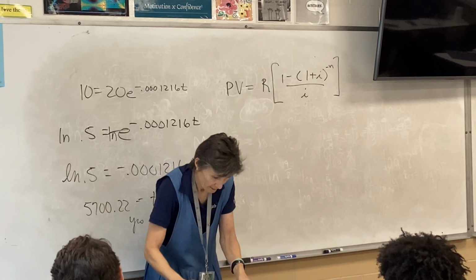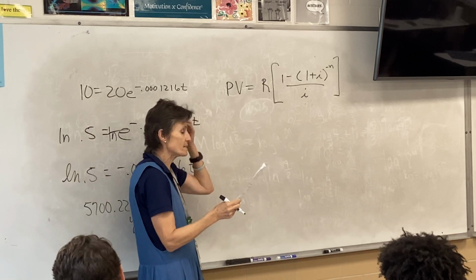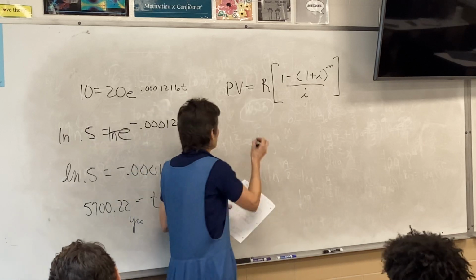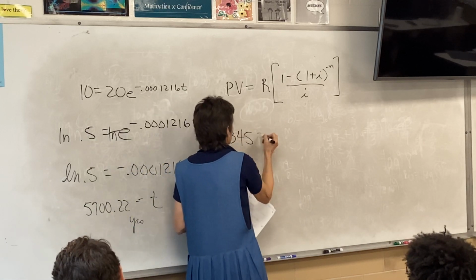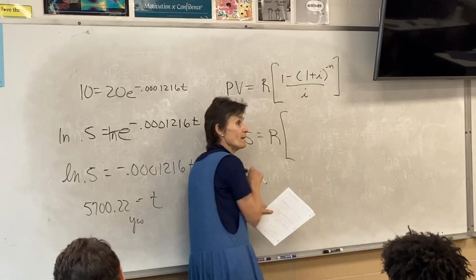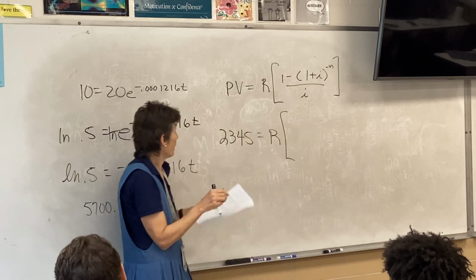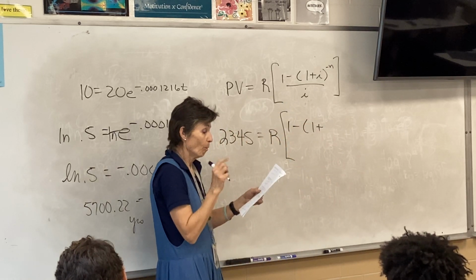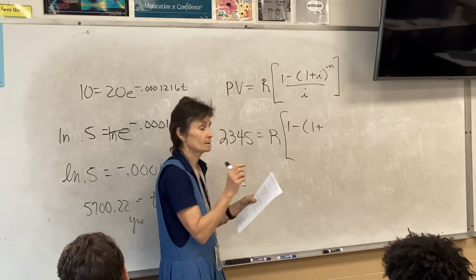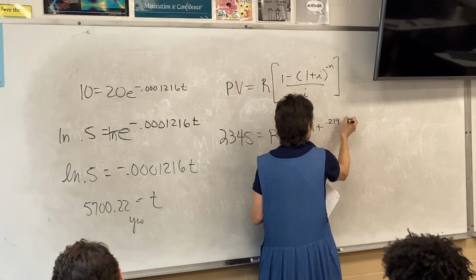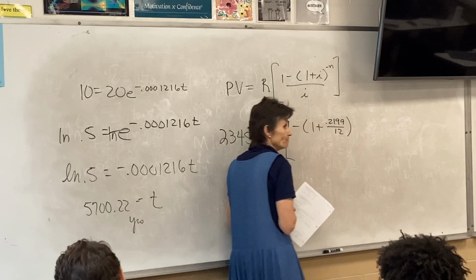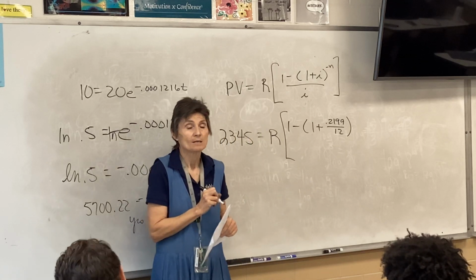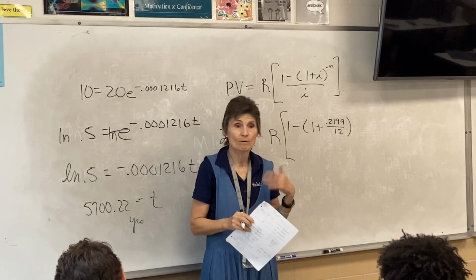Alright, so let's see. What is the present value of my bill? 2345. Yep. I am looking for my payment amount. The interest rate is 0.2199. And I'm doing it monthly. How do we know it's monthly? How much are his monthly payments? Oh. So the interest has to be computed every month.